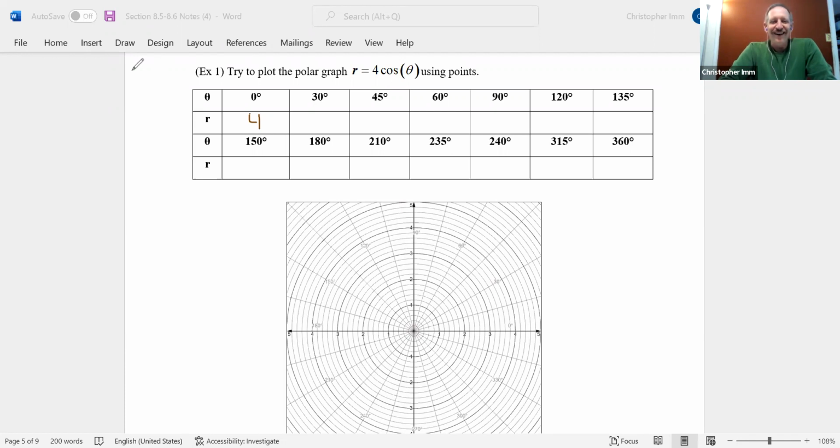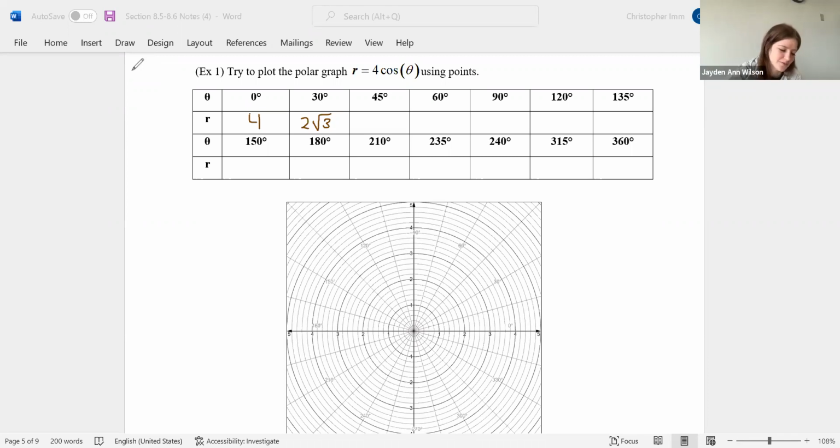I know I'm not giving you a lot of time here, but Grace, are you ready? What is your r coordinate for 30? 2 square root of 3. 2 square root of 3, exactly. Cosine of 30 is root 3 over 2, and 4 times root 3 over 2 is 2 root 3. Jaden, did you get 45 degrees?